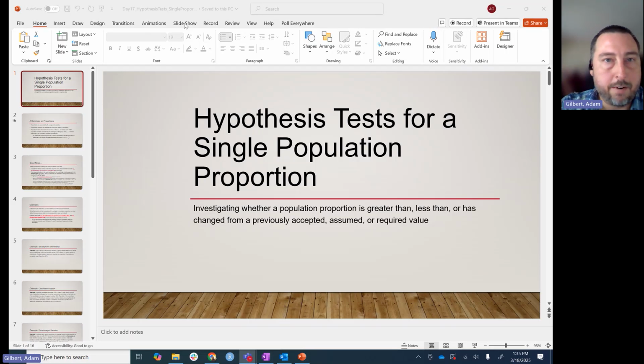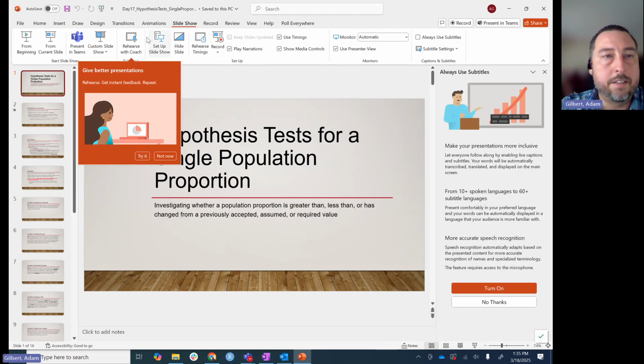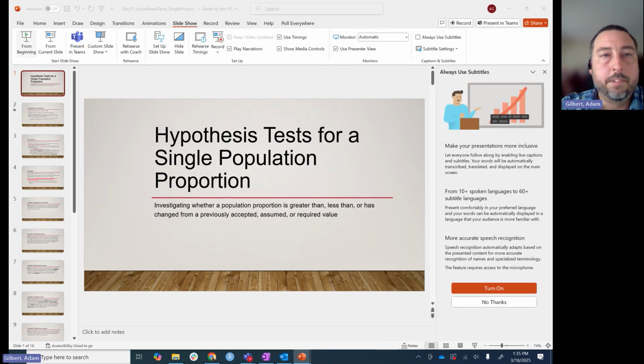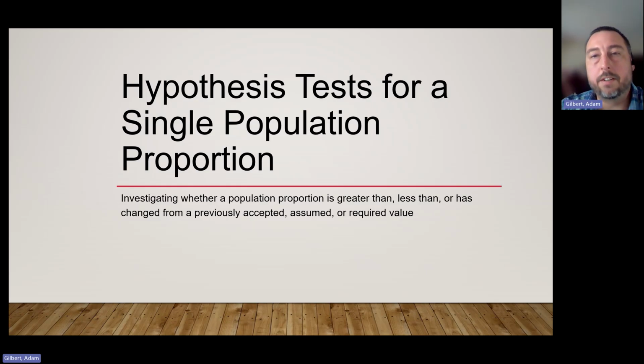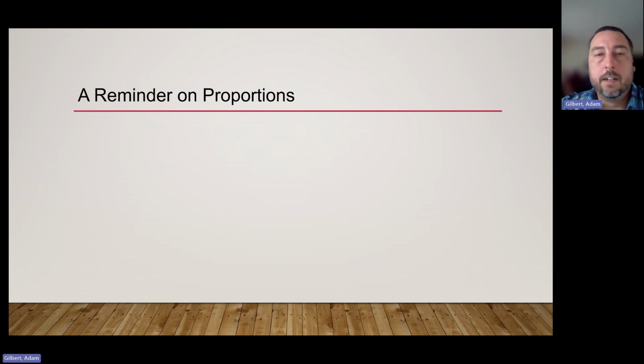So let's, if I can figure out how to start this, start the slide deck. So again, we're talking about hypothesis test for a single population proportion. What we're really trying to do here is investigate whether a population proportion, remember that's group size, is greater than, less than, or has changed from some previously accepted, assumed, or required value.